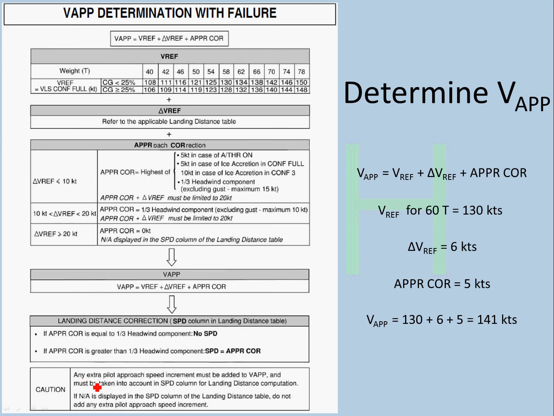Caution: any extra pilot approach speed increment must be added to V approach and must be taken into account in the speed column for landing distance computation. This is very important in case the pilot is adding some speed increment just to have a safety margin. Then that must be catered for in the landing distance computation. If "not applicable" is displayed in the speed column of the landing distance, do not add any extra pilot speed correction because it's already catered for in the distance.